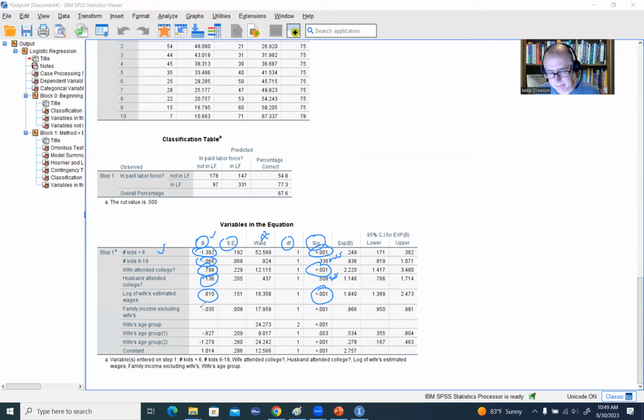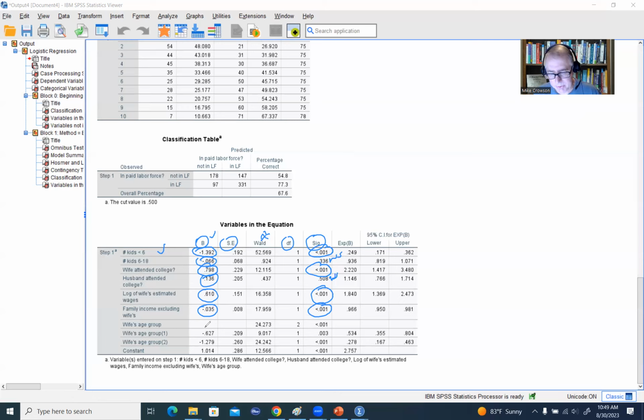The family income, excluding the wife's, you can see it's a negative slope. And you can also see it's statistically significant. So basically, if a family was going to earn more, excluding the wife's income, then the probability of the wife being in the labor force would actually be lower.